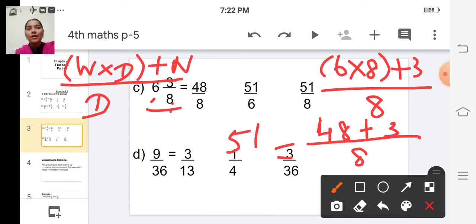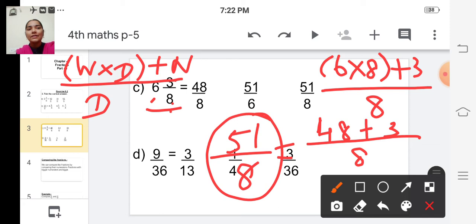So 51 divided by 8. So 51 divided by 8 is the correct answer. Where is it? Here. So here we have to put a tick mark. Okay, 51 divided by 8. Have you all understood?